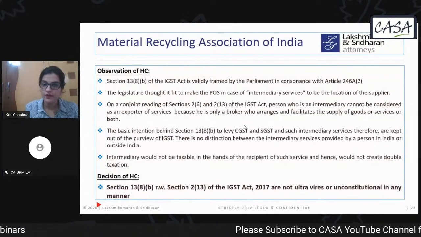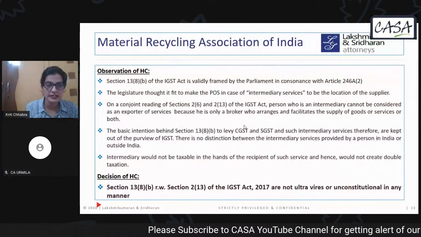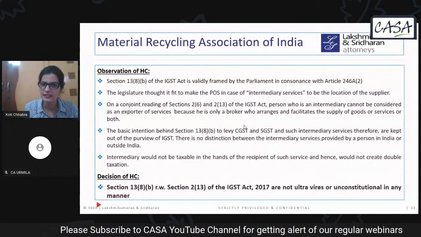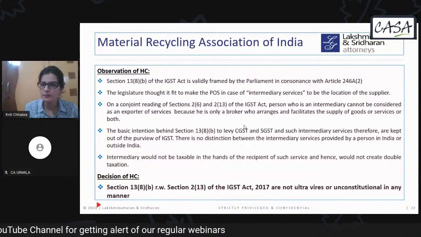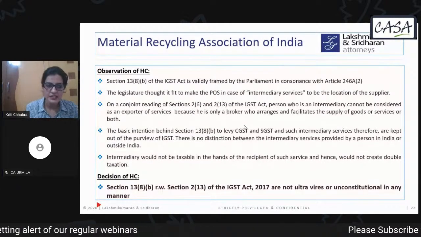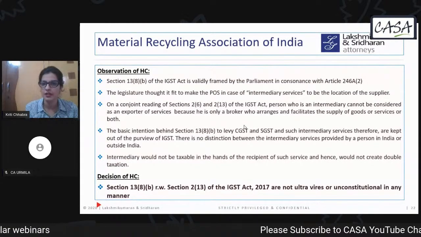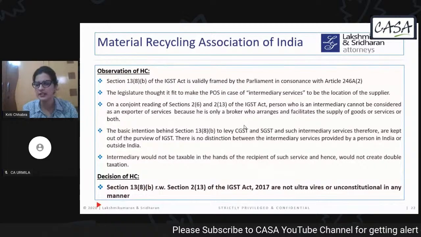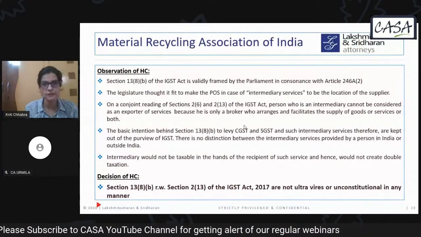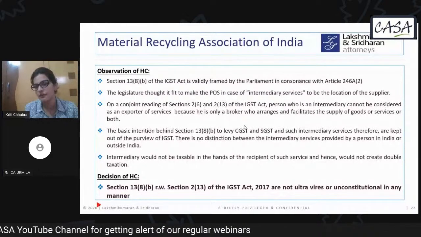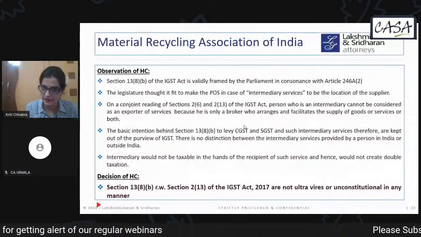This is important because recently some of the AARs were raising the question that Section 8(2) of the IGST Act, which talks about intrastate supplies, starts with the phrase 'subject to Section 12'. Therefore, they had this contention or view that entries falling under Section 13 can never qualify to be an intrastate supply.